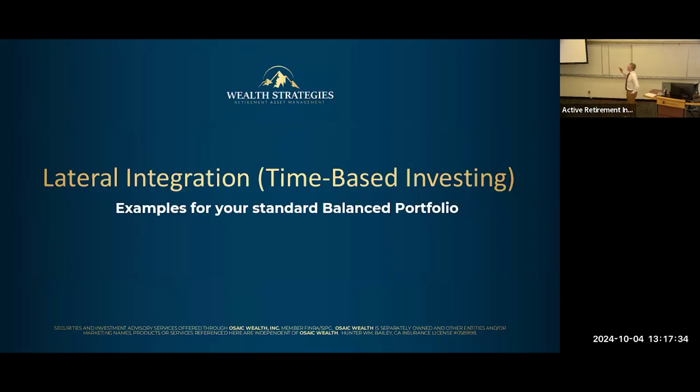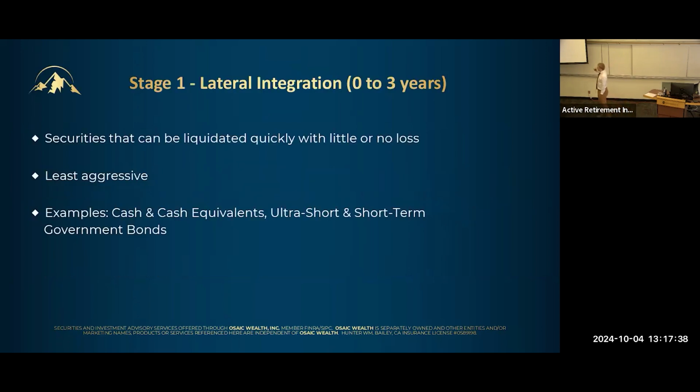So a couple examples for your standard balanced portfolio from lateral integration. We're going to talk about a couple of the different stages and a few things that you might put in them, what you might use. And again, remembering that we're assuming that this is a retirement distribution sort of angle. Of course, you could be much more aggressive than this. You could be much more conservative than this, but we're just kind of going to use that as the glasses that we're going to look through to understand these different asset types. So in stage one, imagine this is where your distributions are coming from.